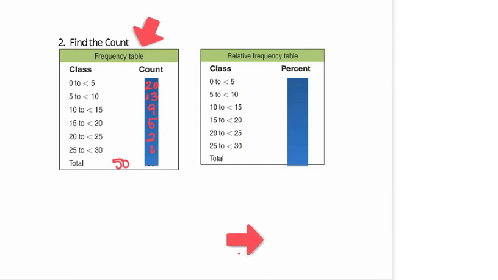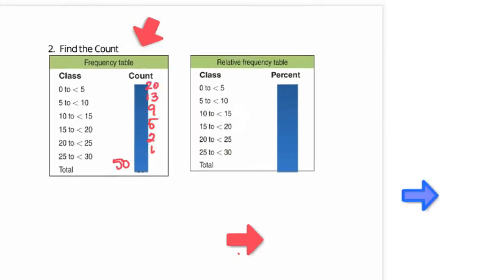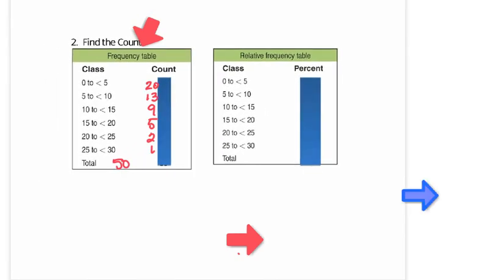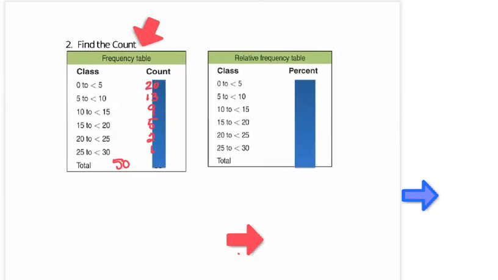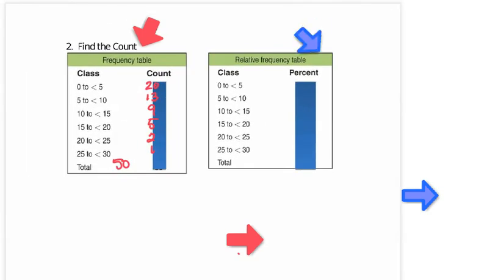But notice, I also have something called a relative frequency table. Relative frequency is where we take the count, divide it by the total, and get a percent. Notice that this is percent here. So the percentages, I've already figured this out.